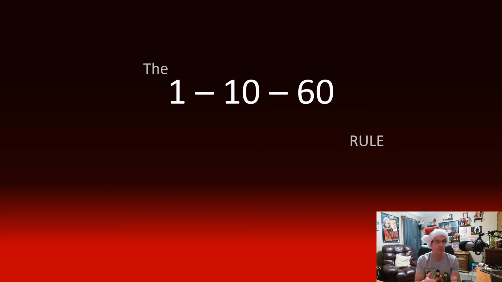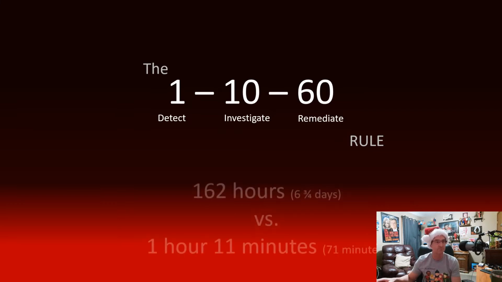So being improved. At the time when this 1-10-60 rule was invented, the technologies and the processes just weren't in place. The idea is that the most cyber-prepared organization should be able to detect an intrusion in under a minute, perform a full investigation in under 10 minutes, and then eradicate the adversary from the environment in under an hour to effectively combat sophisticated cyber threats. Hence, this 1-10-60 rule.